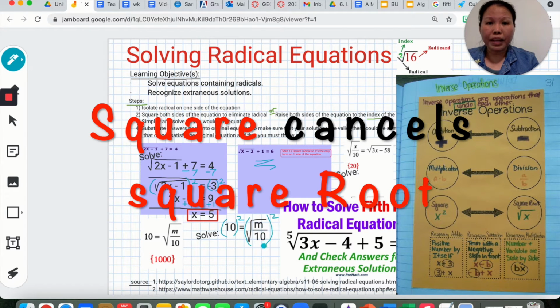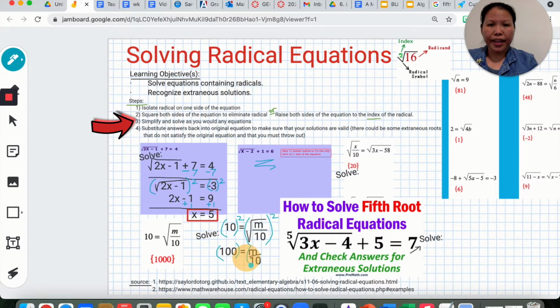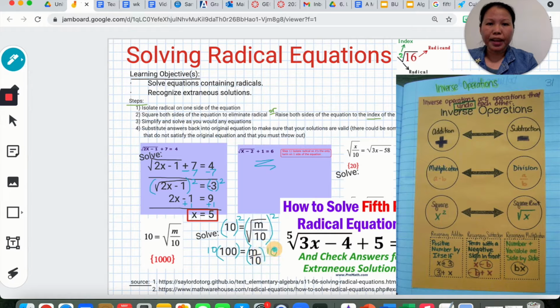I'm going to be left with just m over 10, and then equal to that, on the left hand side, I will get 10 times 10, which is 100. I have m over 10 equals 100. I will go ahead and do the inverse of dividing by 10, and that will be multiplying both sides by 10. And so when I multiply both sides by 10, my answer is going to be 1,000.